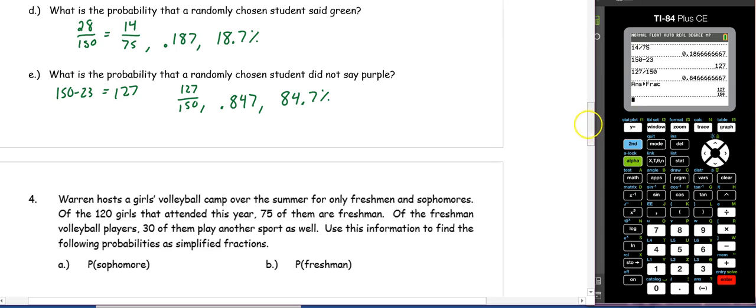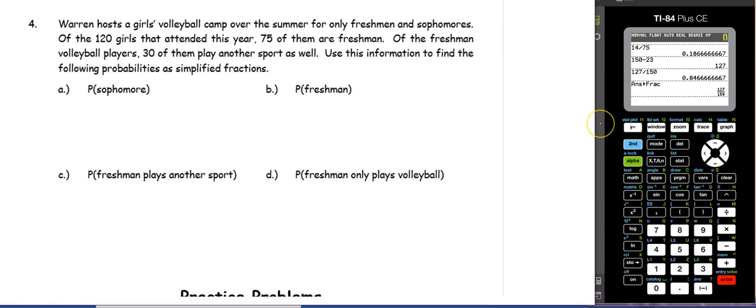Let's look at one more example. So Warren is hosting girls volleyball camp over the summer for only freshmen and sophomores. Of 120 girls that attended this year, 75 of them are freshmen. Of the 75 freshman volleyball players, 30 of them play another sport as well. Use this information to find the probability as a simplified fraction.